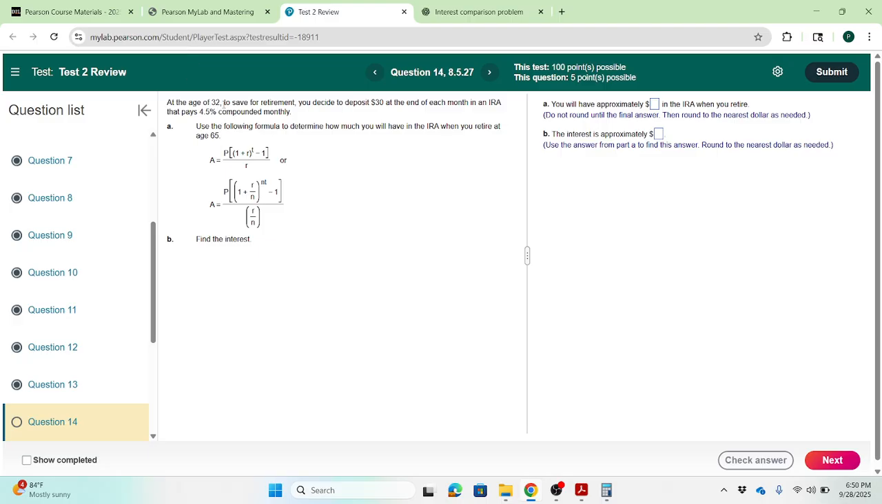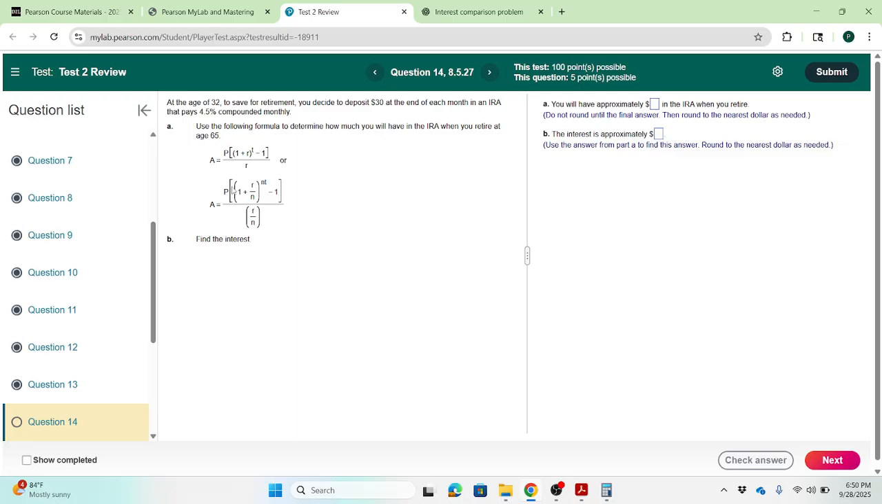At the age of 32, to save for retirement, you decide to deposit $30 at the end of each month in an IRA that pays 4.5% compounded monthly. Use the following formula to determine how much you will have in the IRA when you retire at age 65.